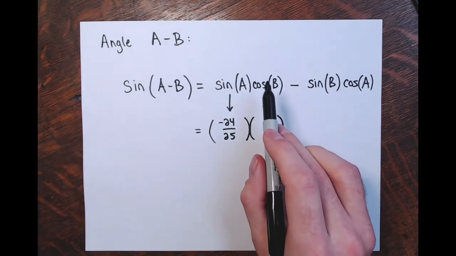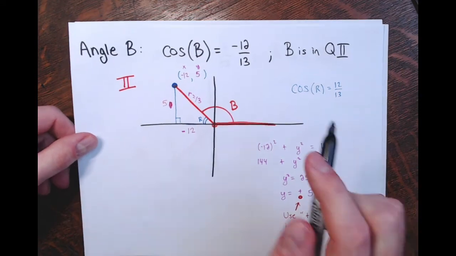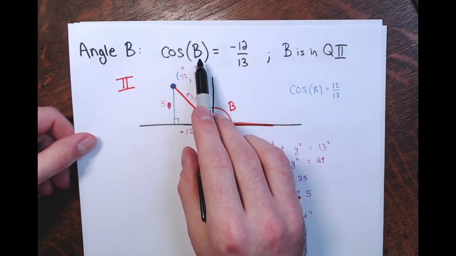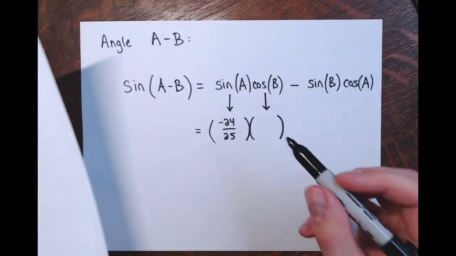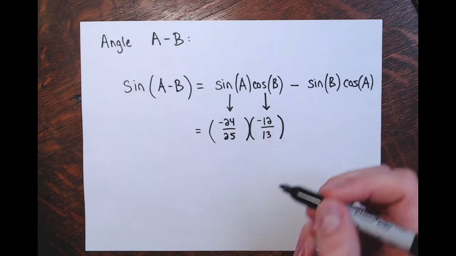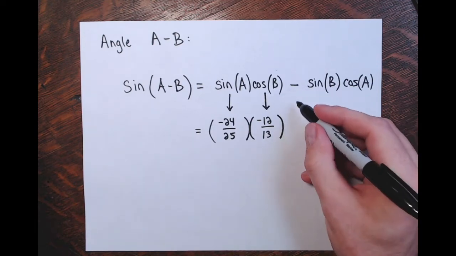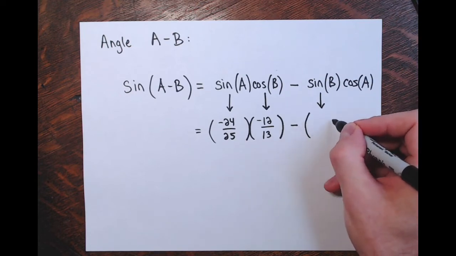So this is about angle B. I'm going to look at my picture for angle B. Now, they already gave that to us, didn't they? They told us the cosine of angle B was negative 12/13. So that's what I'm going to put here. Negative 12/13. All right, then we have minus, and now I'm doing the sine of angle B.